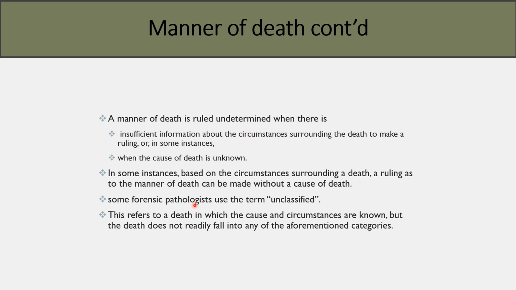Okay. Now, in some instances, based on the circumstances surrounding a death also, a ruling on a manner of death can be made without a cause of death. There is no cause of death. Some forensic pathologists use the term unclassified. This is the term that most forensic pathologists use when they are dealing with a manner of death that can be made without a cause of death. So unclassified actually refers to a death in which the cause and circumstances are known, of course, but the death itself does not readily fall into any of the aforementioned categories that we did mention. Okay.